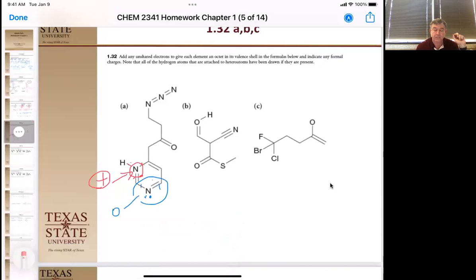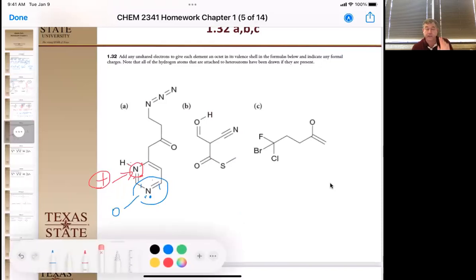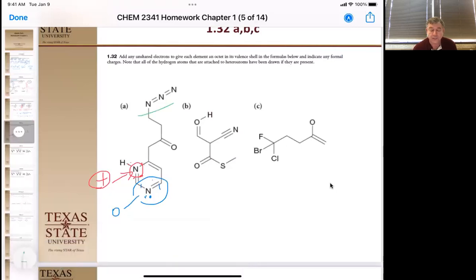So we're going to move on to the heteroatoms, the atoms that aren't carbon. We're going to look at this group of heteroatoms up here. We're going to take these one at a time. So this nitrogen here has 1, 2, 3 bonds, so it needs a total of 2 more electrons to have its octet. So we're going to put 2 electrons there.